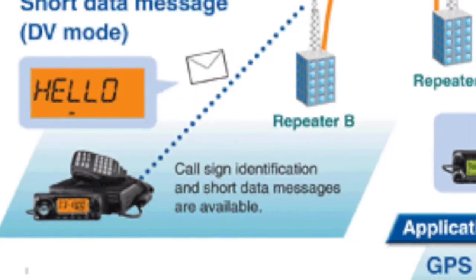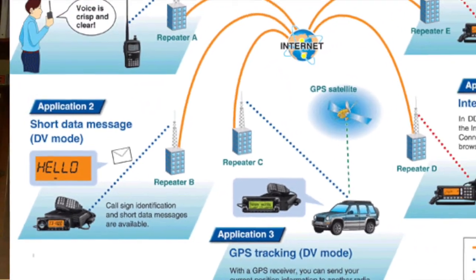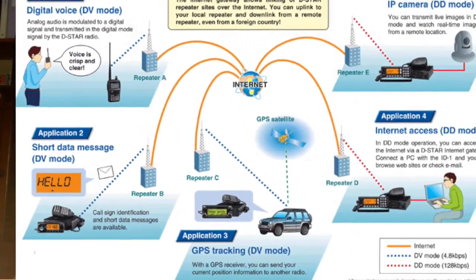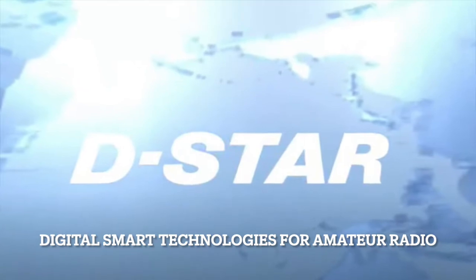Episode 7, D-Star, Digital Smart Technologies for Amateur Radio. In this episode, I begin wading through something that has been difficult to understand, time-consuming to sort through, and confusing to organize: digital voice mode, specifically D-Star, Digital Smart Technologies for Amateur Radio.